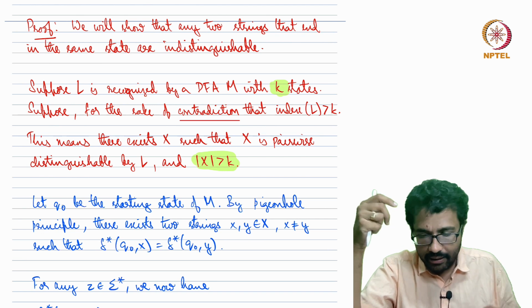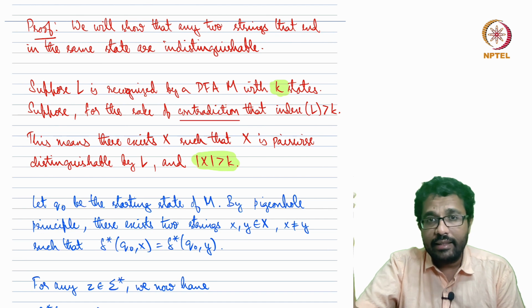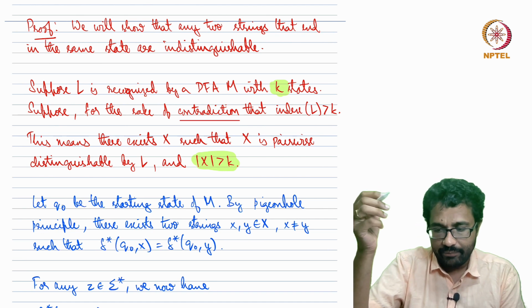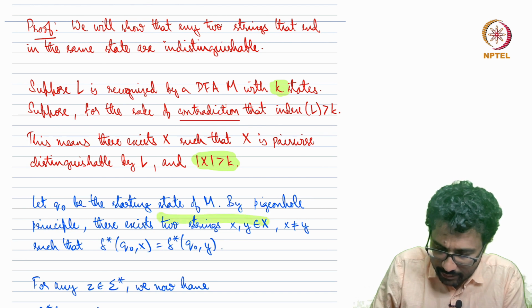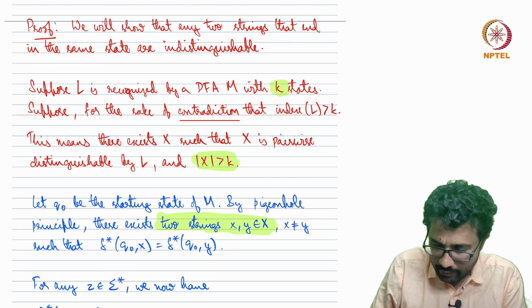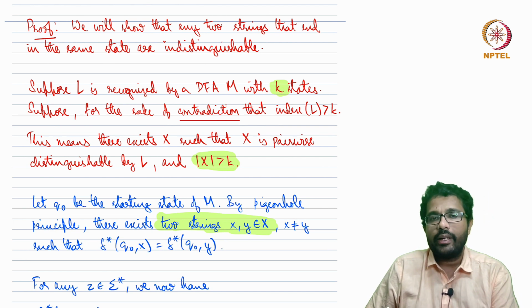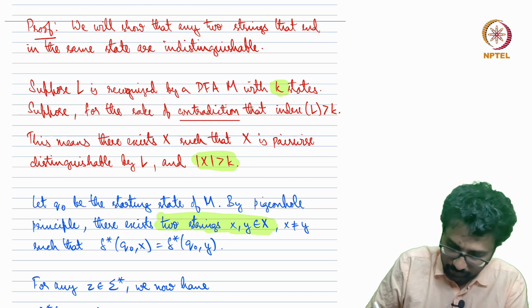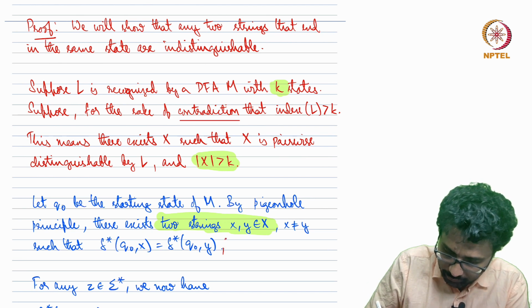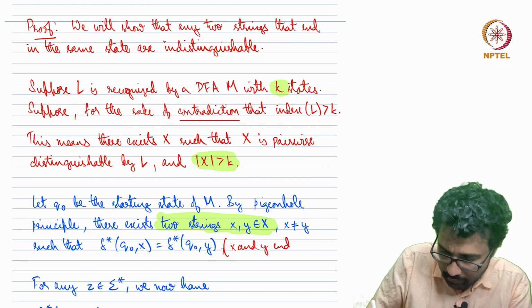Same thing I am saying here. By the pigeonhole principle, there exist 2 distinct strings in X, small x and small y, so x is not equal to y, such that they end in the same state. x and y end in the same state.